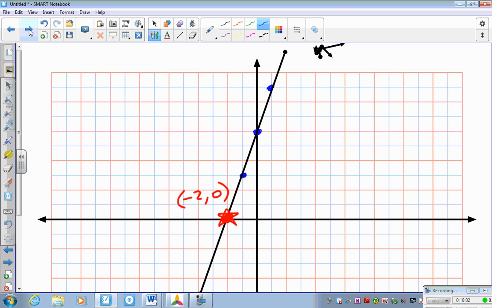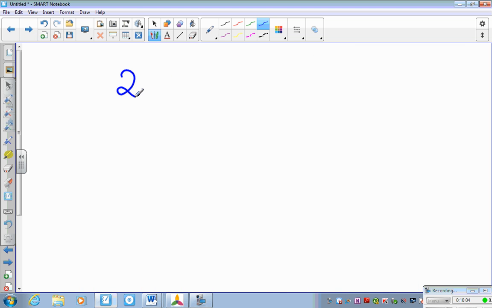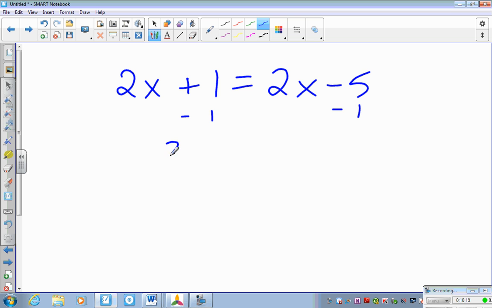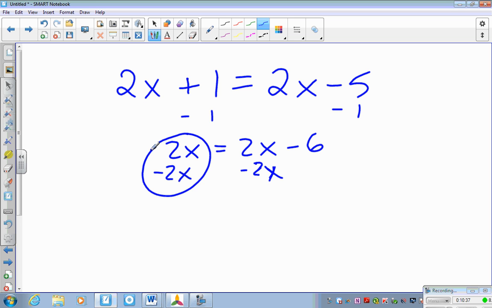Now, one last thing about solving algebraically. If you see, and this was an issue on our last test, 2x plus 1 equals 2x minus 5, and I ask you to solve this algebraically, get all your x's to one side, numbers on the other. So I might subtract 1, and I get 2x equals 2x minus 6, negative 5 minus 1 is negative 6. Then move the x's to the left-hand side. Well, minus 2x, and then minus 2x.